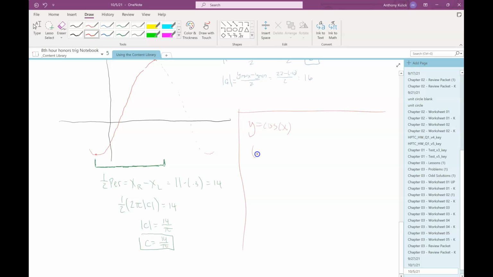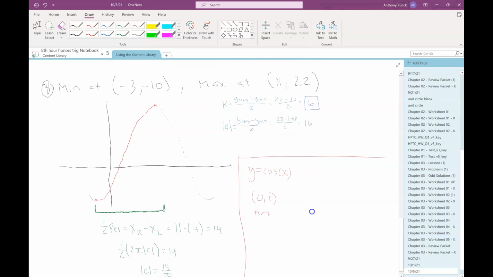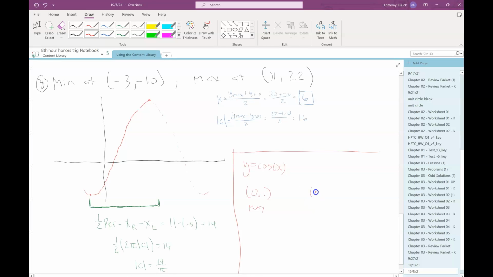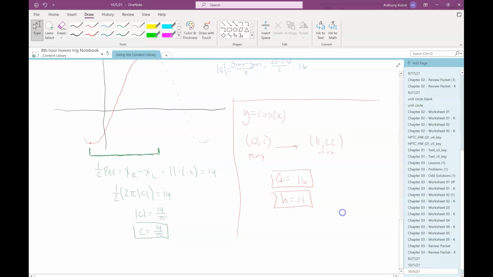So I'm going to use 0, 1. That's a maximum. And let's send it to 11, 22, maybe. That's also a maximum. It doesn't really matter which one you use. You could use the other one. The values for A and H are going to change, but it's fine. So that tells me my A is positive 16, and my H is 11, and I'm done.